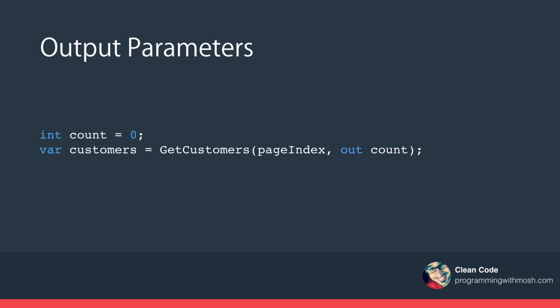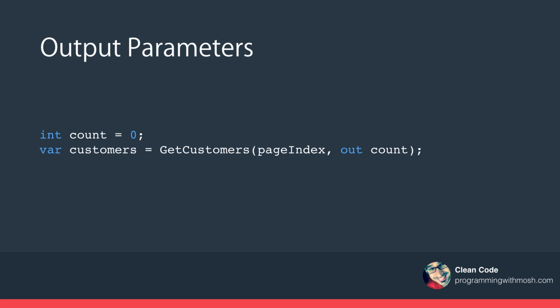So in this example, I have a method called getCustomers, which takes a page index and returns the list of customers in that page. But it also has a second parameter, which is an output parameter, and that returns the total number of customers in the database. So the problem here is, in order for me to call this method, I have to declare and initialize a variable like count and then pass it along with the out modifier to this method.